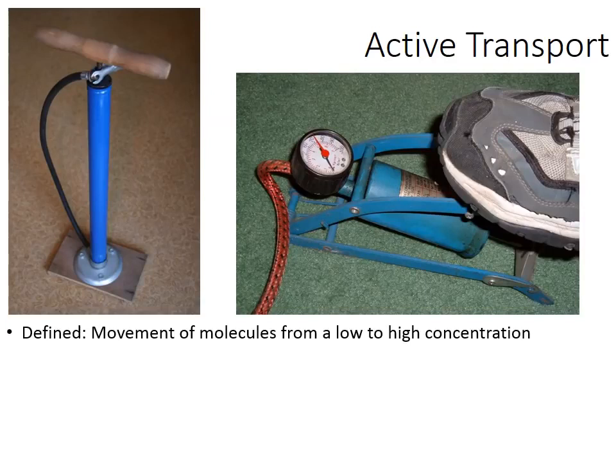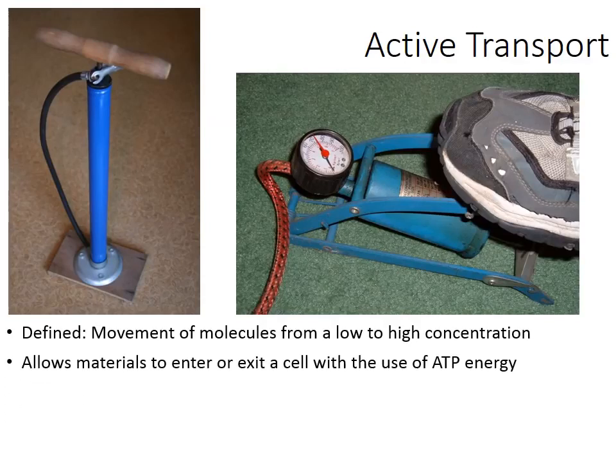And so here's two bicycle pumps. Whether it's the foot pedal pump on the right or the handlebar pump on the left, in order to operate a pump, you have to lift up and down on the handles or step up and down on the pedal, and you have to spend energy. Pumps require the use of energy. And in the world of cells, energy comes from a molecule called adenosine triphosphate, ATP. So active transport requires the use of ATP energy in order to move molecules from a low to a high concentration.